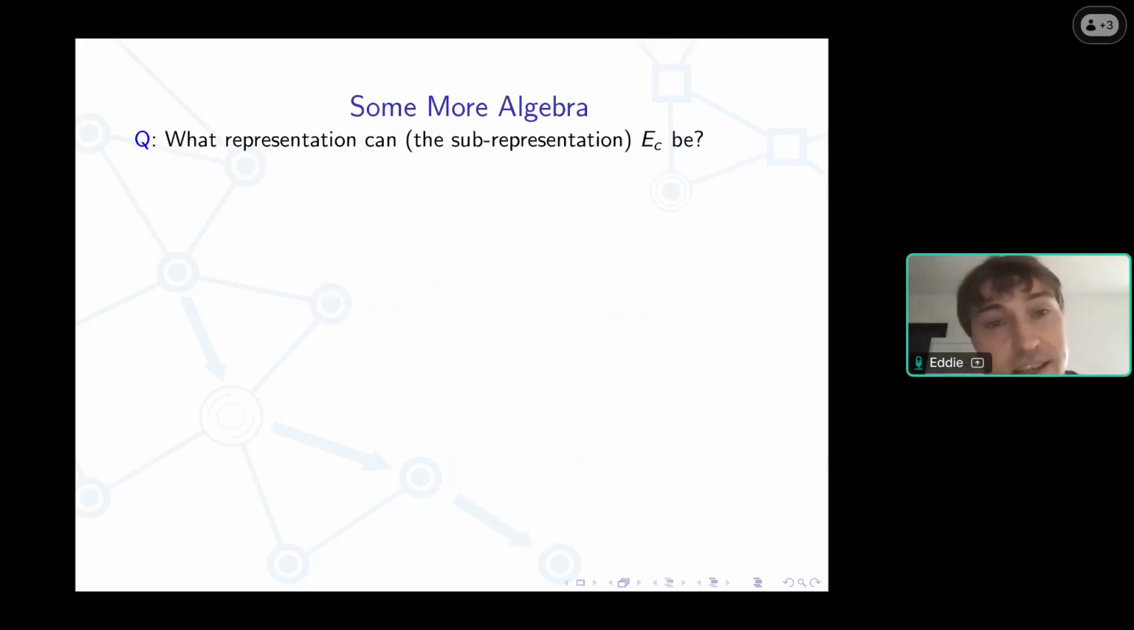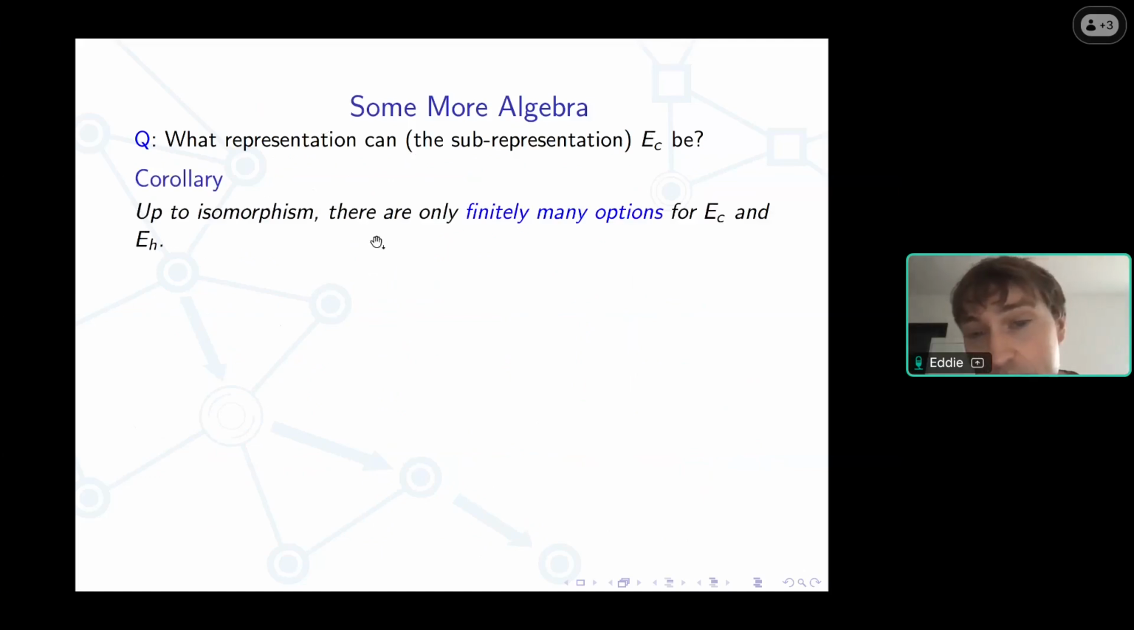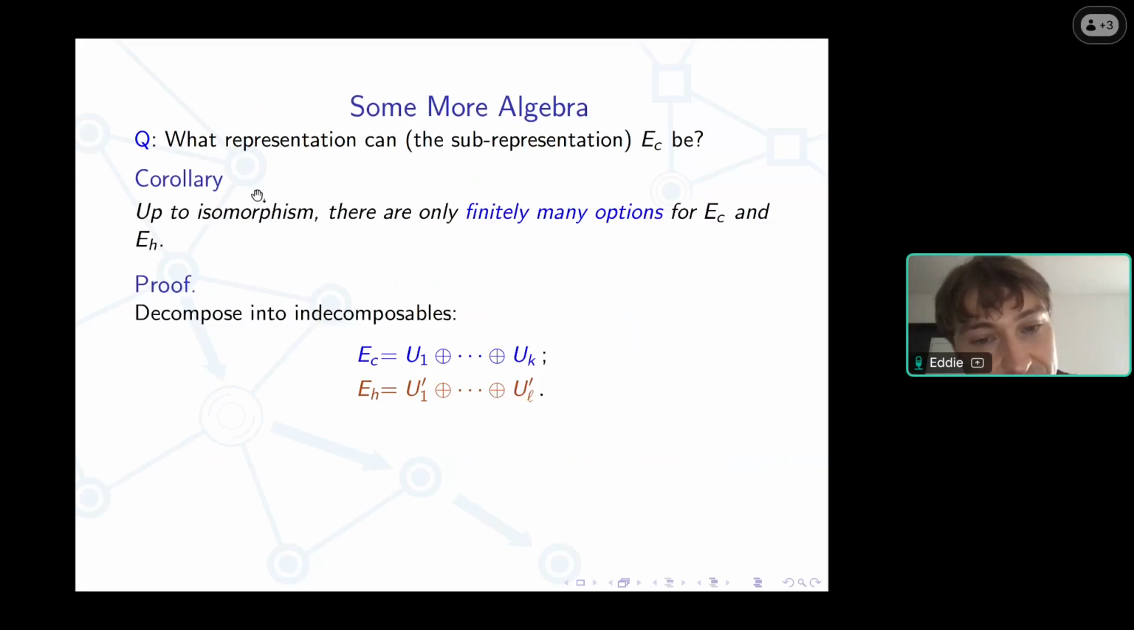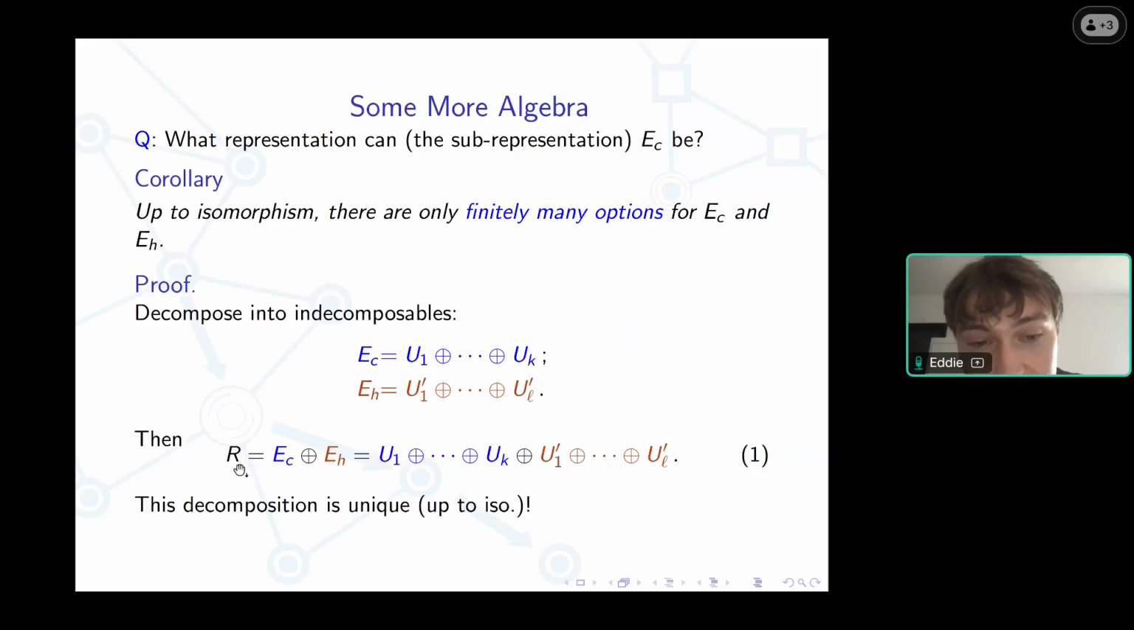Now we can actually quite easily answer our question: what representation can the subrepresentation EC be? Here's the corollary, a very easy corollary. Up to isomorphism, there are only finitely many options for EC, and by the way, for EH as well: the subrepresentation of center subspaces and the subrepresentation of hyperbolic subspaces. Why is that? The proof is very easy. Take any EC and any EH and decompose them in some way into indecomposables. Then that gives you a decomposition of R, because we know that R is a direct sum of these two.